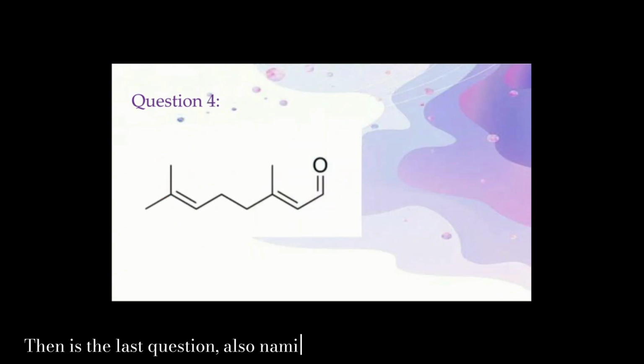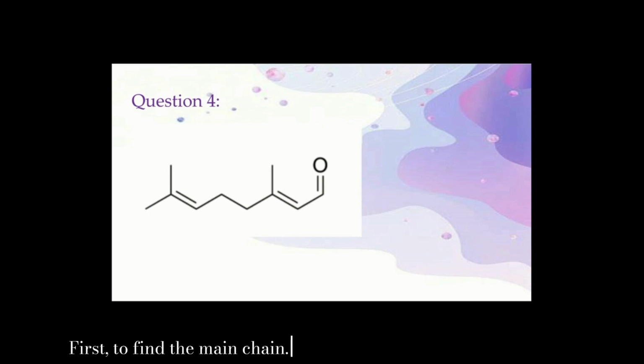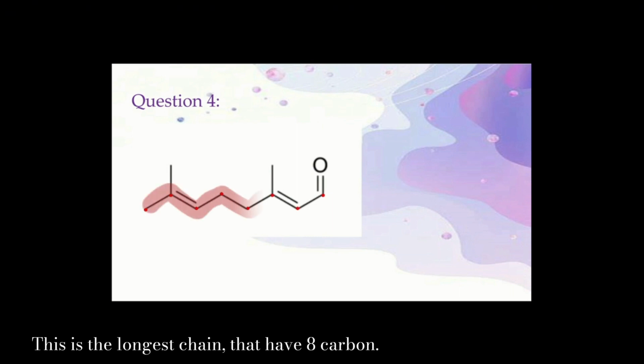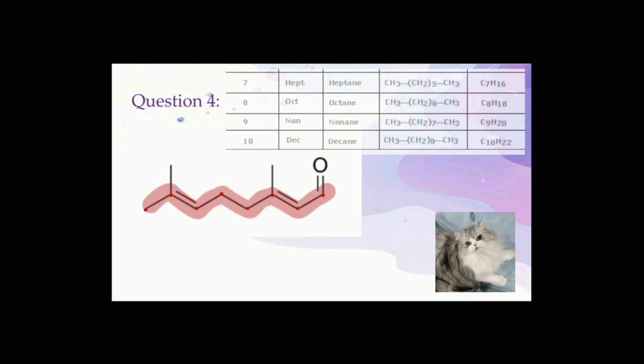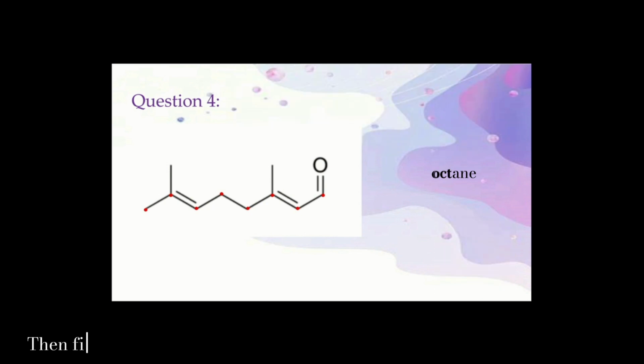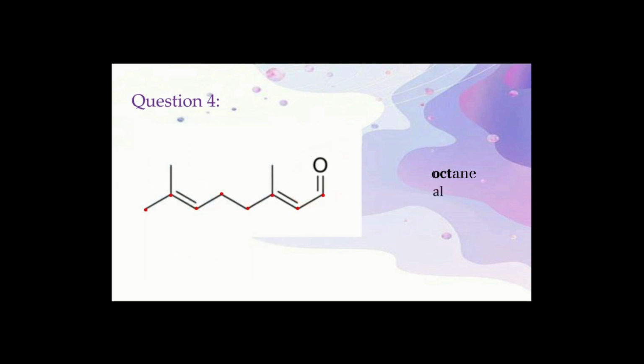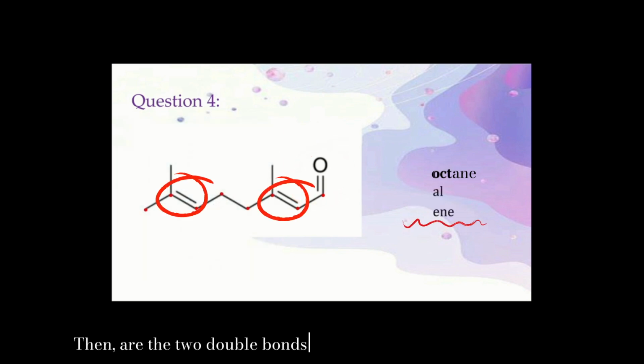Then is the last question, also naming the organic compound. We can use the same method as question 3. First, find the main chain. This is the longest chain that has 8 carbons. It corresponds to octane. Then find the functional side groups. This functional side group is aldehyde. Then there are the 2 double bonds.